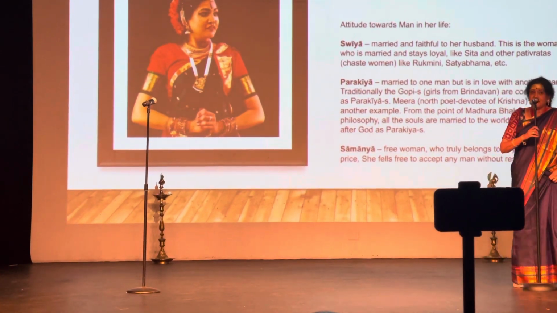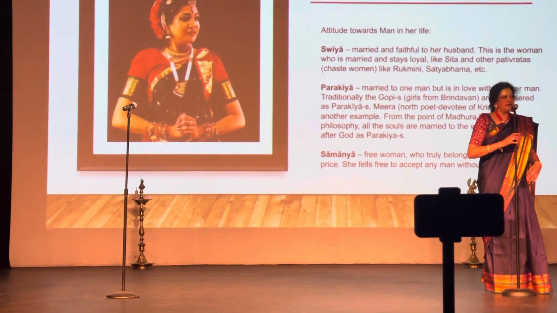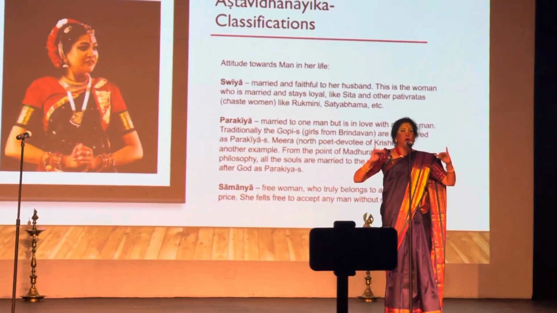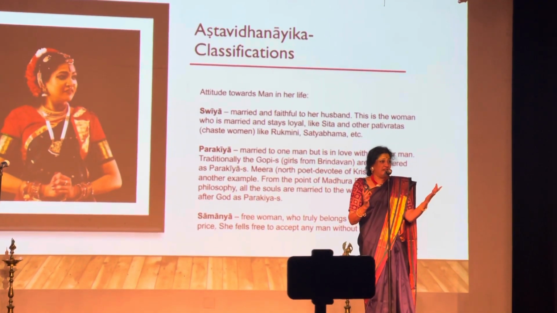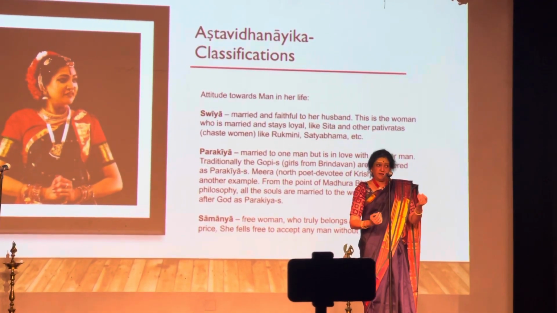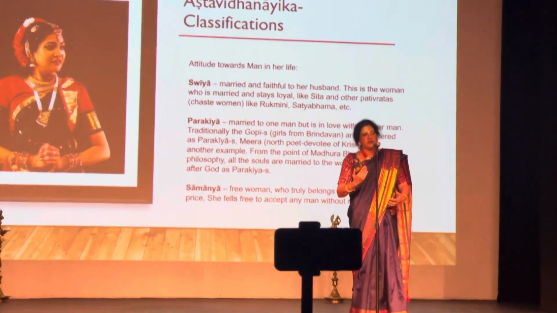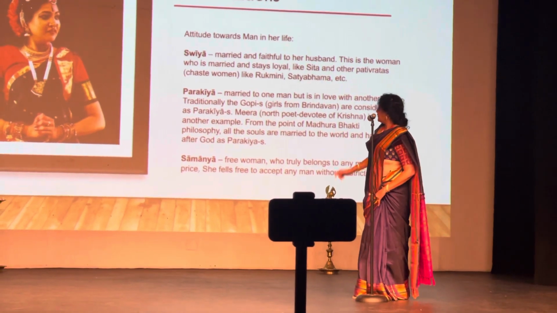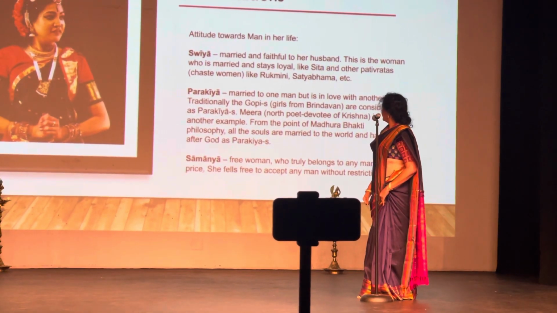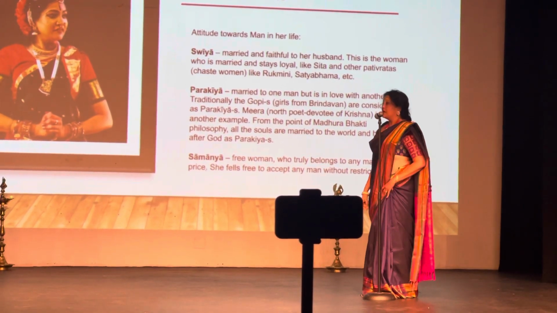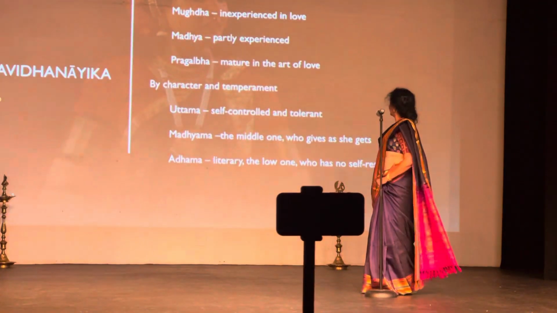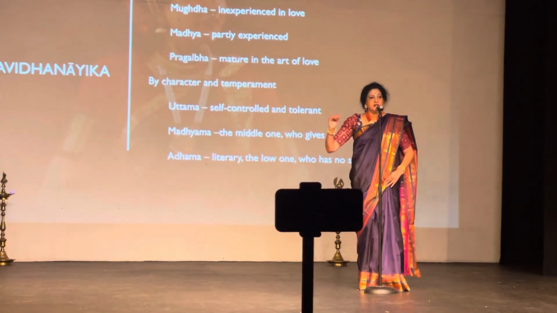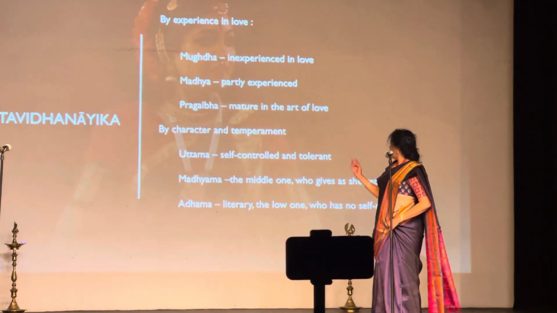So Samanya Nayika is a free woman, she has no restrictions. She can go and be with any man that she likes. She can go for a price or just for her will. She's a free bird. Going to the next slide, please. Next slide, please. So again, the Nayikas are divided into Mugdha, Madhya, and Pragalbha.